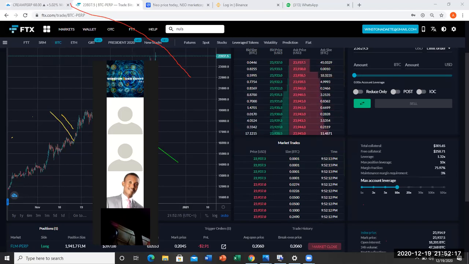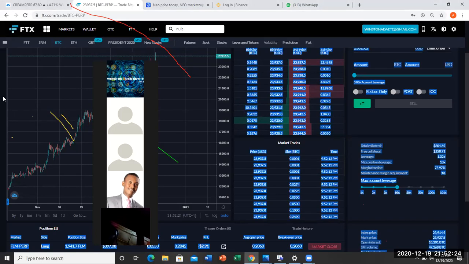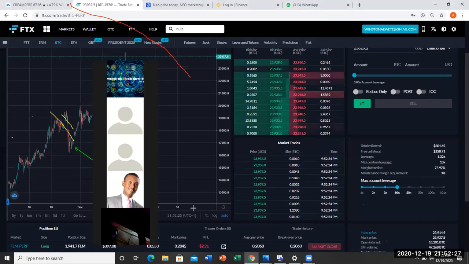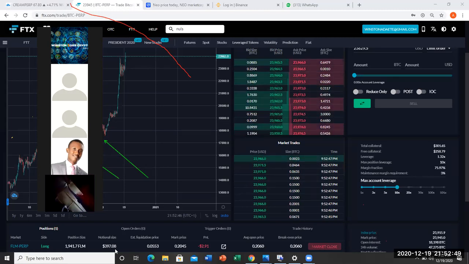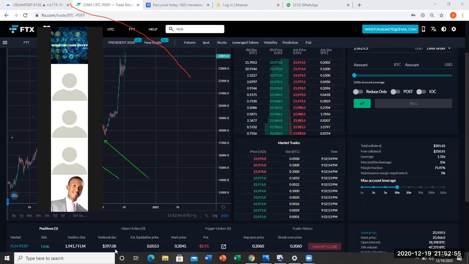For example, look at this current position I'm in. This is the FLM PEP trade. You can see I'm on long. The notional size is $397. But I did not trade it with $397. I traded this with about $4, no, $40 actually. I traded this with $40.